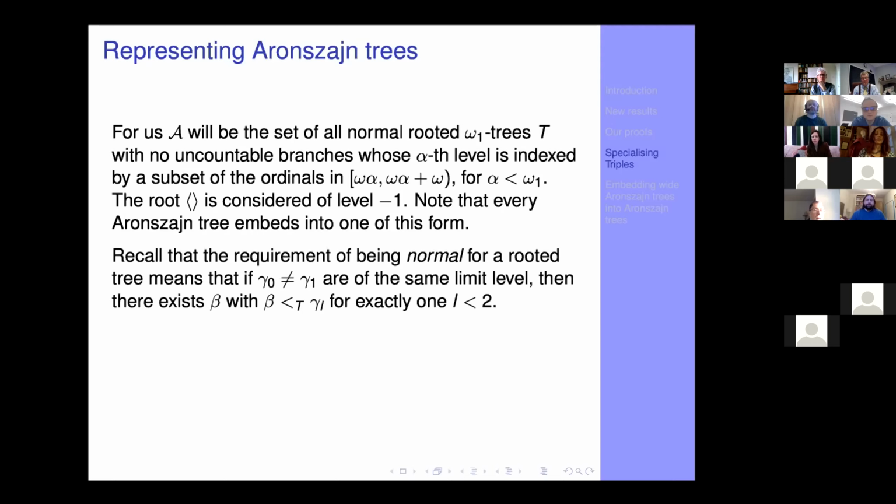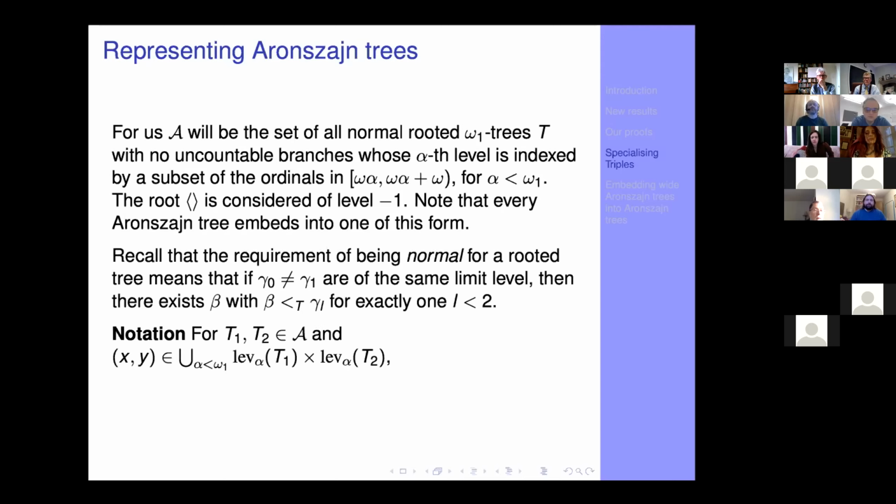And this is what I said of what we mean by being normal: if we have 2 points of the same limit level, then they must differ at some level before. And now there is some important notation for us. We will be working with pairs of trees. So our forcing will actually specialize both trees at the same time. That will be the trick.